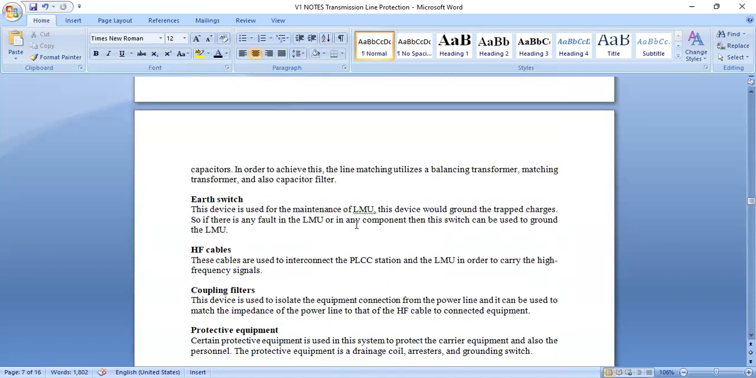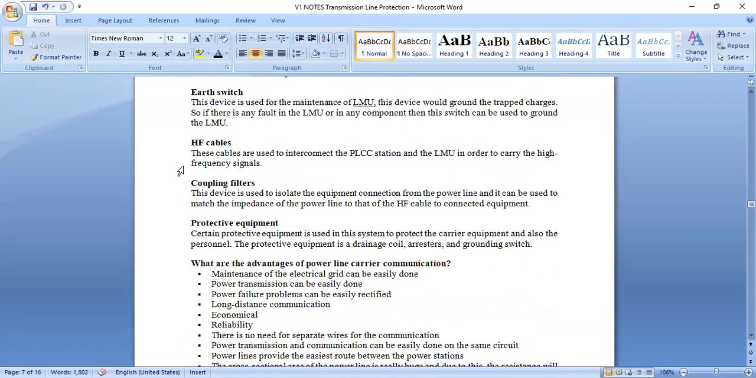Then the earth switch. What is the meaning of the earth switch? It is used as a maintenance switch. We have to connect this switch, and it is connected with the ground. Then the high frequency cable is used to interconnect the PLCC station to the line LMU in order to carry the high frequency signal.